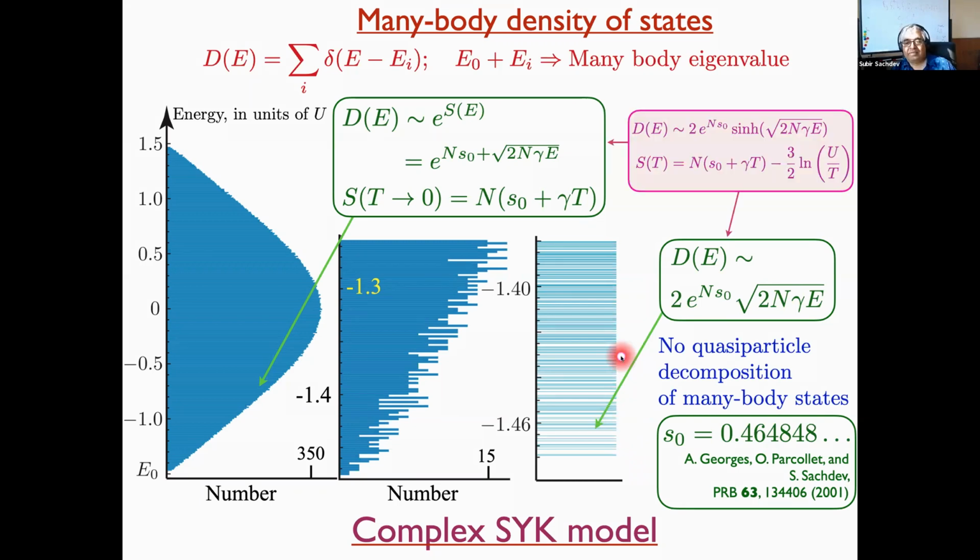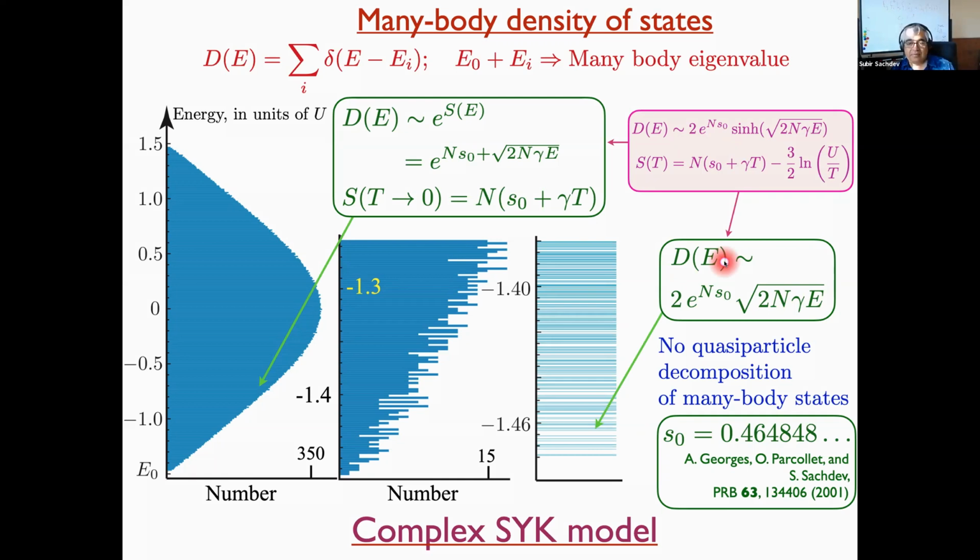Also, and I'll give some indication of where this comes from, there's an exact interpolation function known between these two limits, and it's this sinh function. When you go to the canonical ensemble, it gives you a 1/N correction to the entropy, which is this minus 3/2 log 1/T. And this sinh function is what also comes out of JT gravity. I'll give some indication of that in a few minutes.